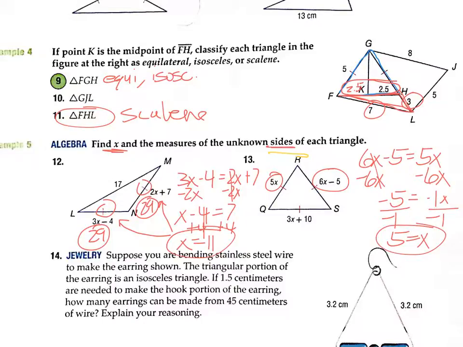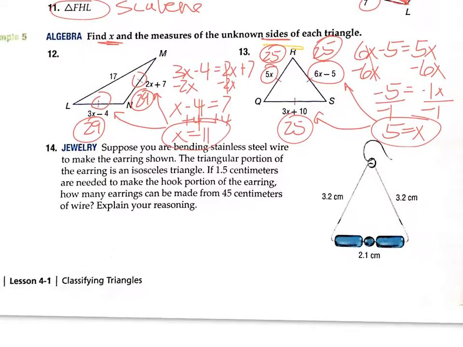Go back now, plug 5 in. 6 times 5 is 30. 30 minus 5 is 25. 5 times 3 is 15, plus 10 is 25. And 5 times 5 is 25. And that should have happened again because we said all the sides were equal. So hopefully this has been a relatively easy lesson for you in terms of classifying triangles and then how to use their names to find measures.